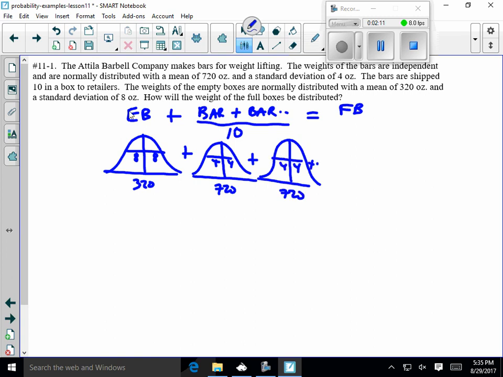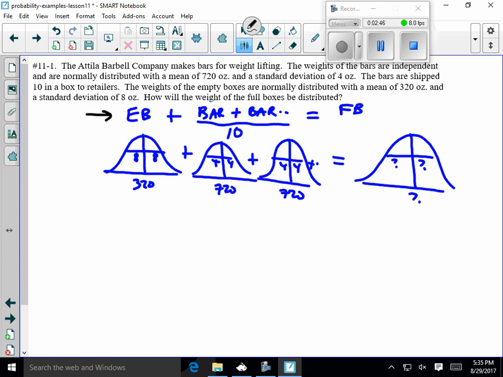There are 10 of those, so there are 11 sources of variation here, and they all add up to a distribution for the full boxes. What we're after is to figure out the mean and the standard deviation for the full box distribution. So there's a picture of what's going on. The first thing to know is that when you're talking about the means, there's no variation in the mean. The mean is a known quantity. So the mean will always exactly follow whatever the algebraic expression is.